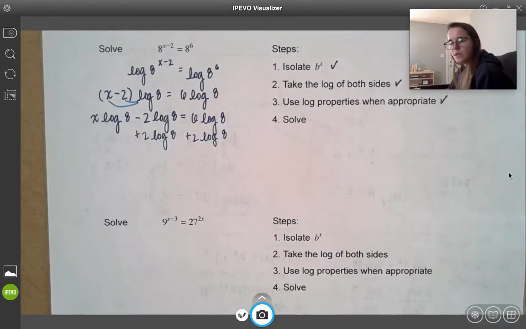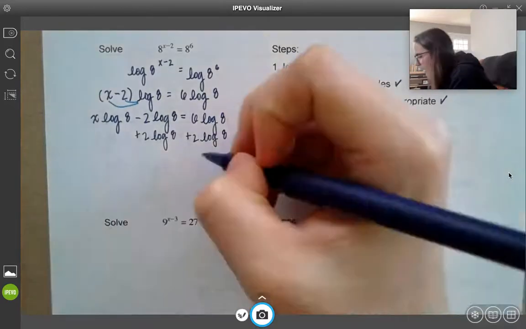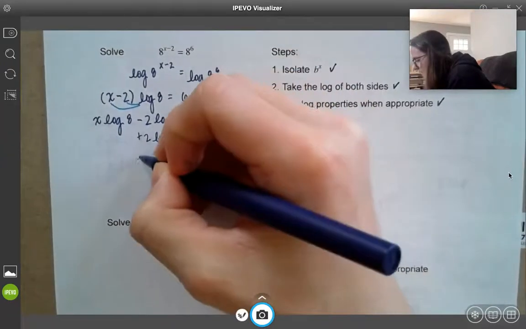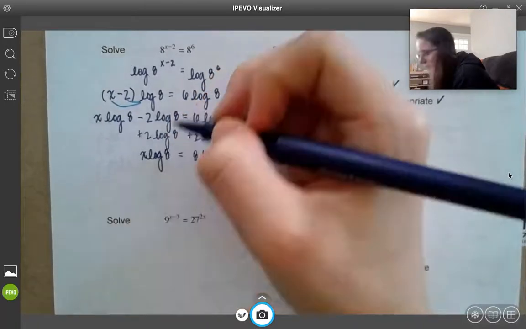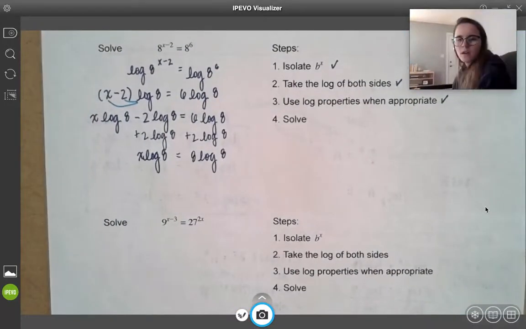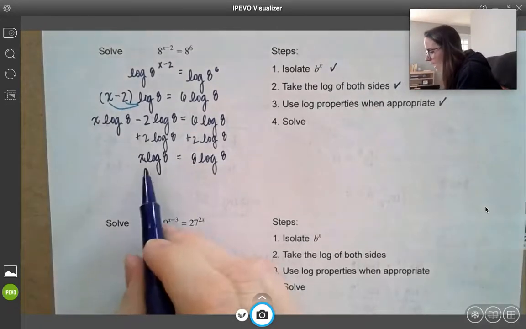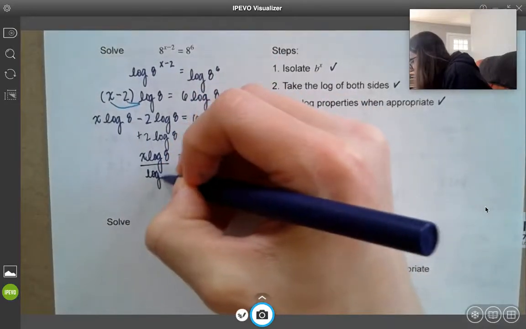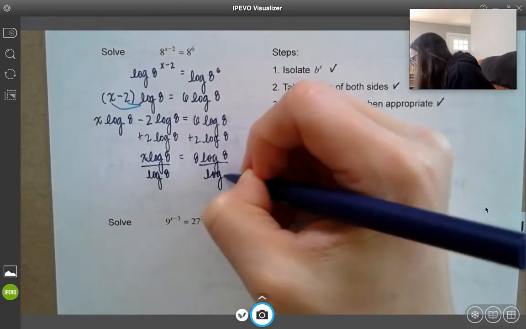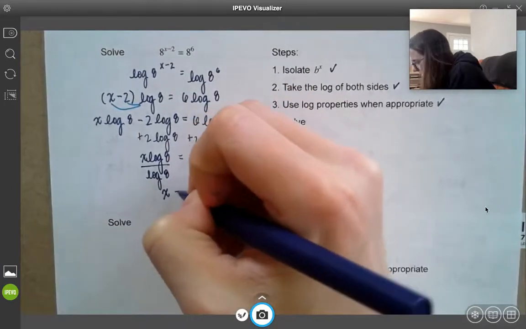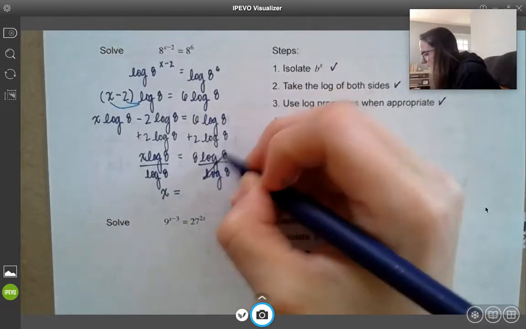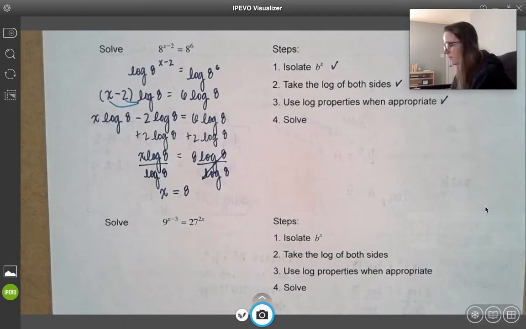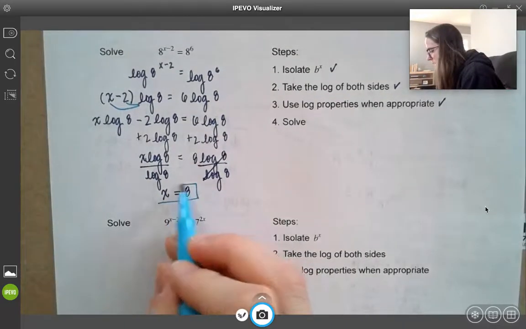So we have 2 log 8 plus 6 log 8 gives us 8 log 8. And then we have x log 8 on this side. All right, finally, I have x with the log 8, and I have log 8 over here, so I'm going to divide by log 8. And then I'm left with x equals, log 8 divided by log 8 is 1, and I'm left with x equals 8. So that right there is my answer.